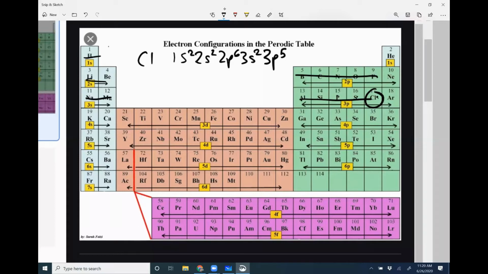And then the noble gas abbreviation for this: chlorine is in the third row, so the second row right here is the end. We're going to abbreviate all of this by simply writing neon. And then we go where we left over, right here. So that's going to be 3s2 and then 3p5. Make sense?